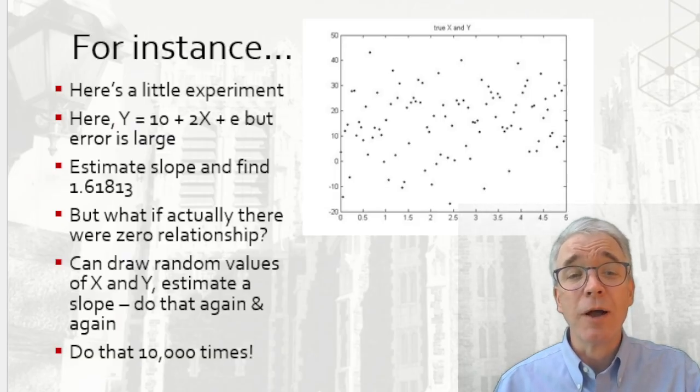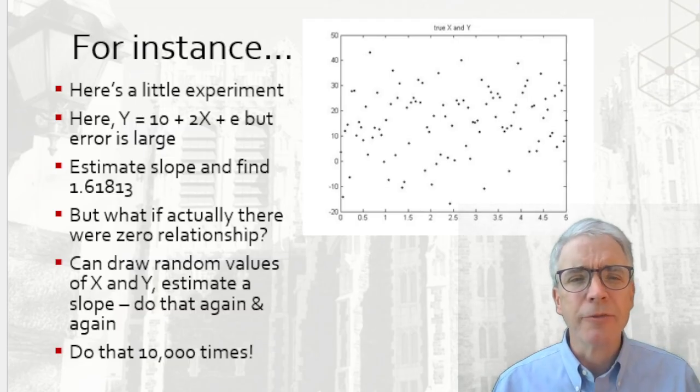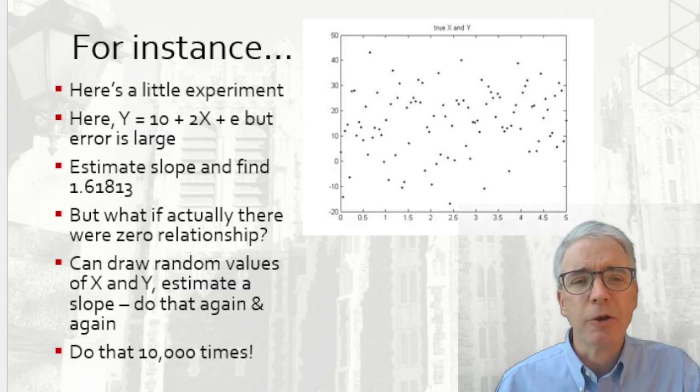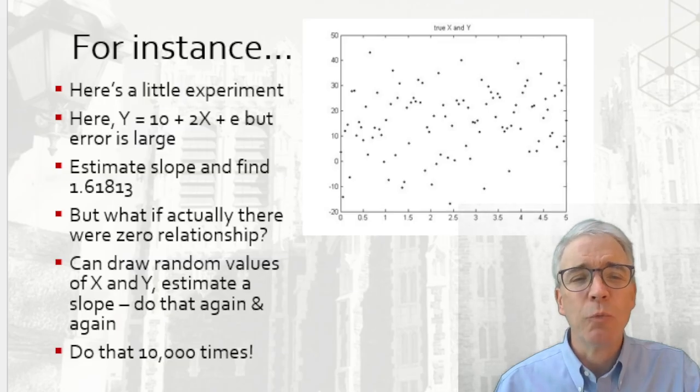Here we have y equals 10 plus 2x plus e, the error. And in this case, that error is going to be really large. That's the plot there. You could put a line through those dots. Reasonable people could argue about what kind of line, but the line that minimizes the squared vertical distance has a slope of 1.61813.